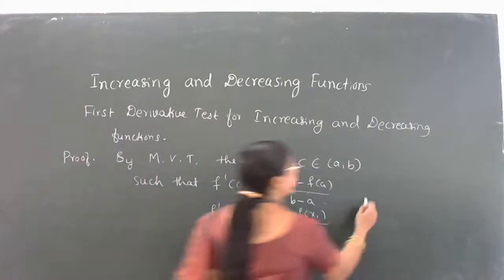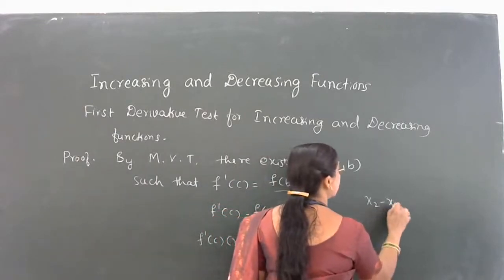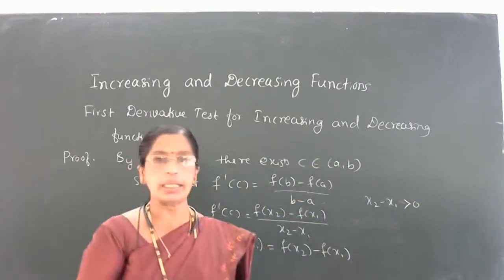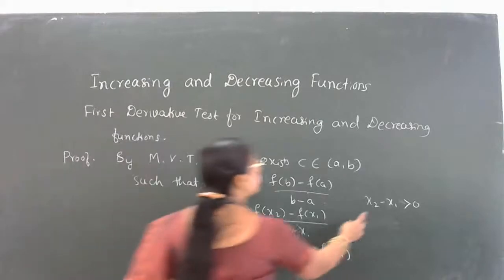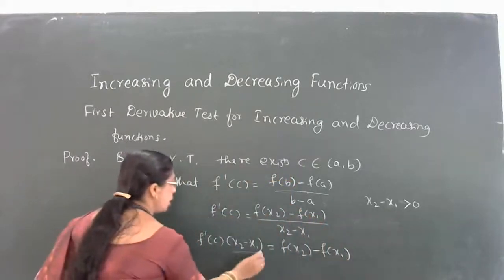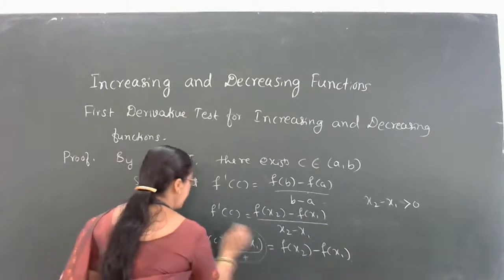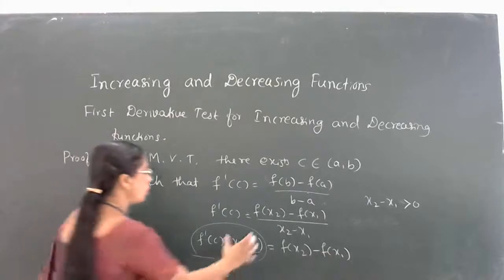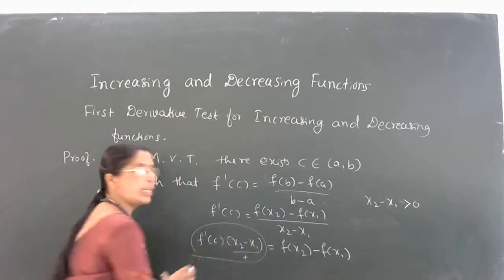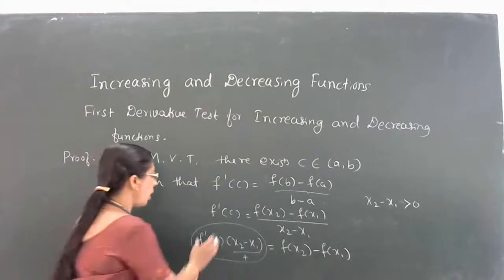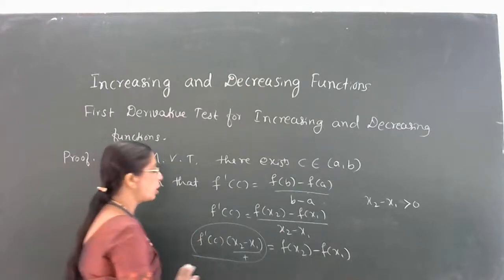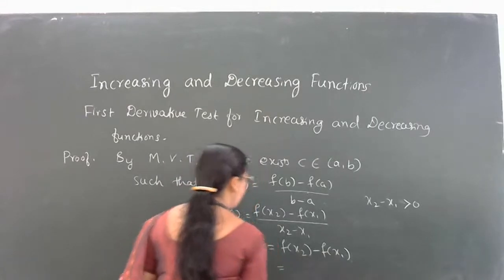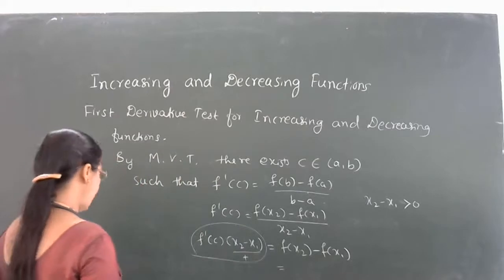Here x2 minus x1 is greater than 0, or positive, because x1 is less than x2. Therefore x2 minus x1 is positive. The sign of the product depends upon the sign of f dash c, because the other factor is positive. If f dash c is negative, it becomes negative, or if f dash c is positive, it becomes positive.